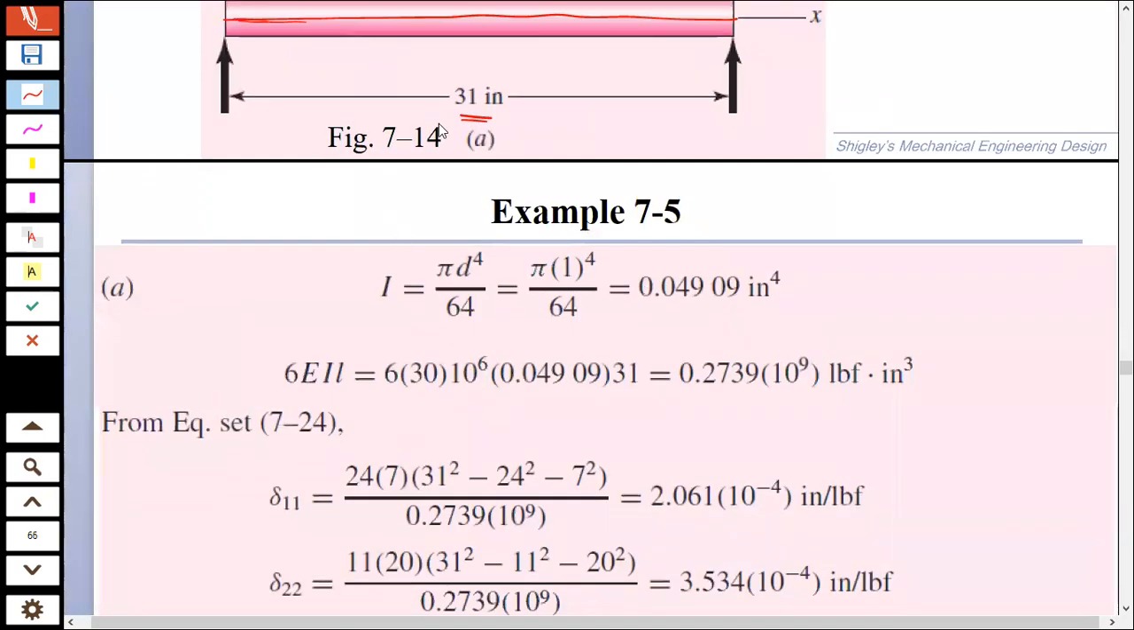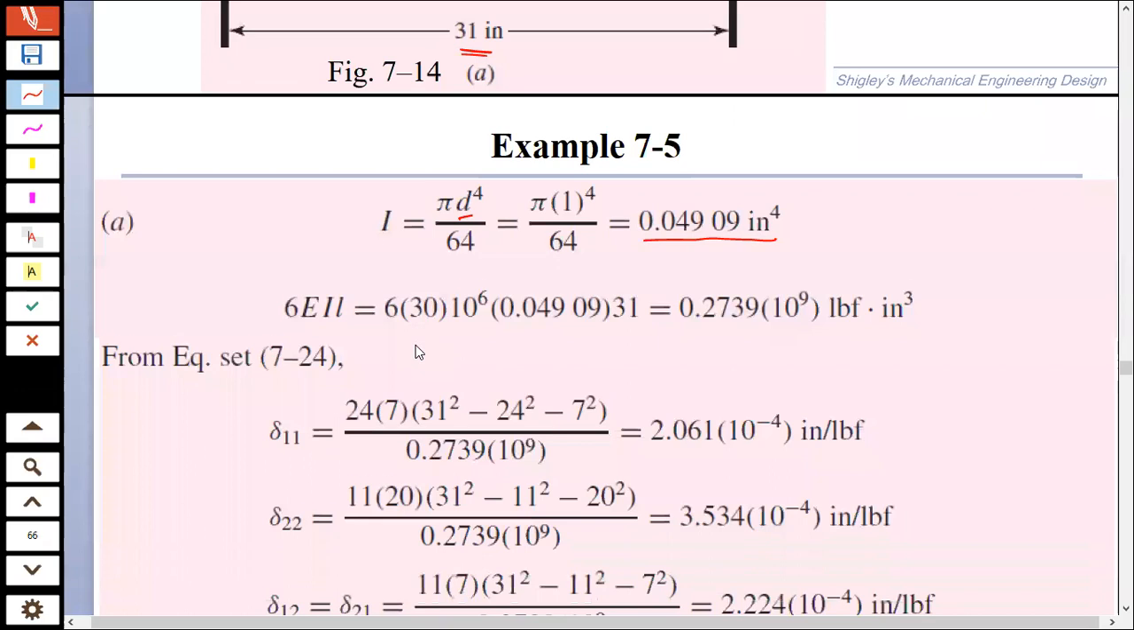First of all, go and find out your I, which is pi by 64 d to the fourth, for the shaft. If you put in the value of d, which is 1 inch, that will be pi by 64, and that comes out to be 0.04909 inch to the fourth.